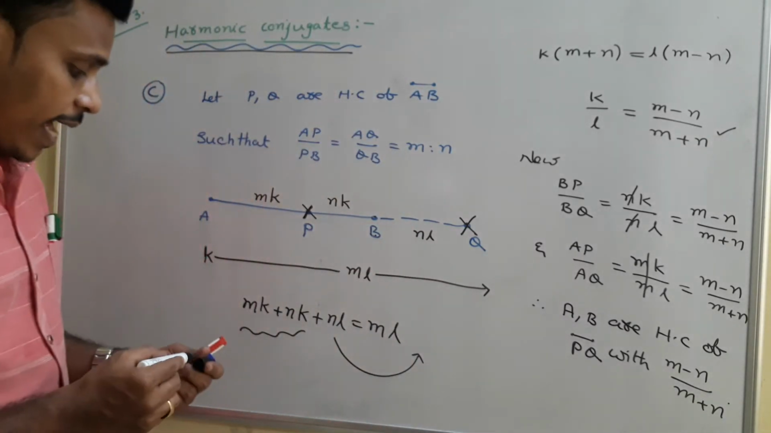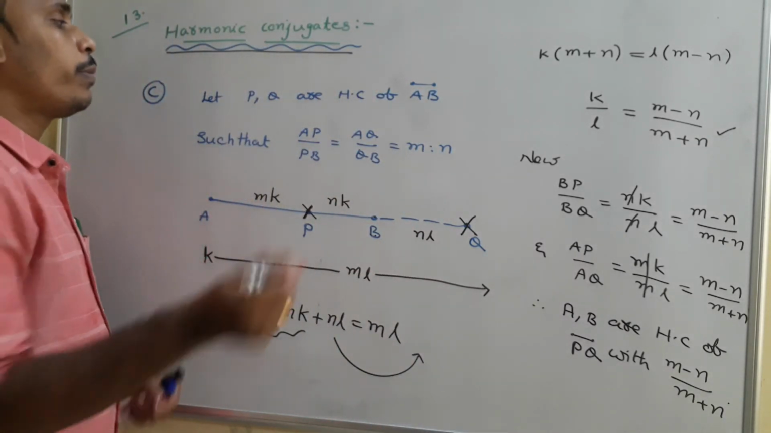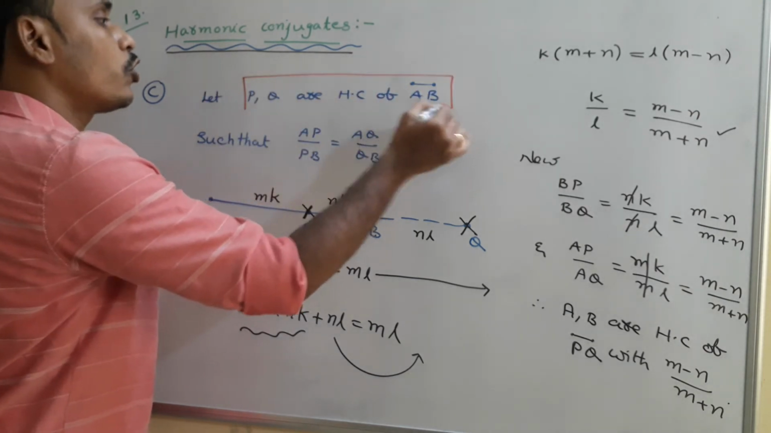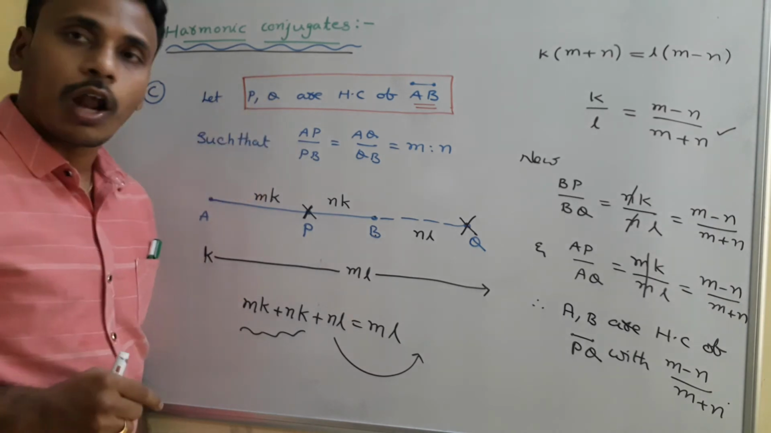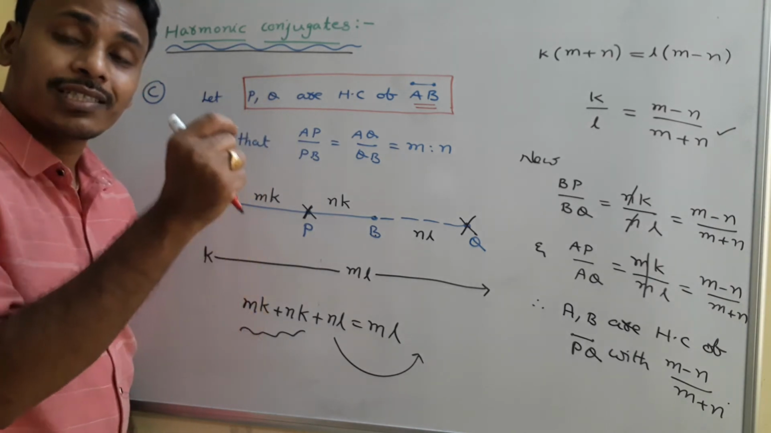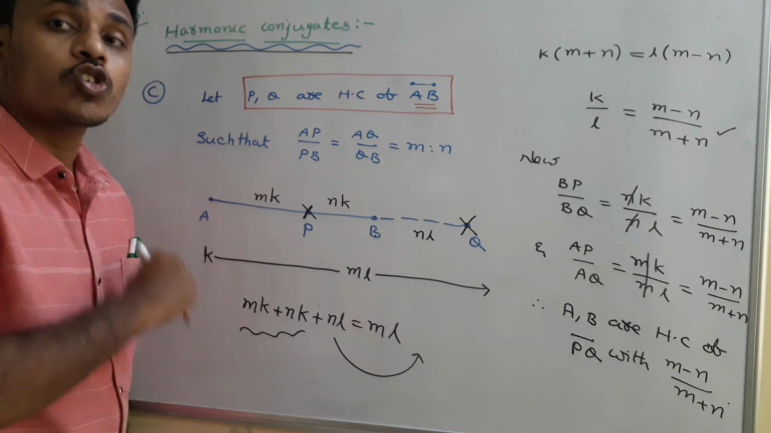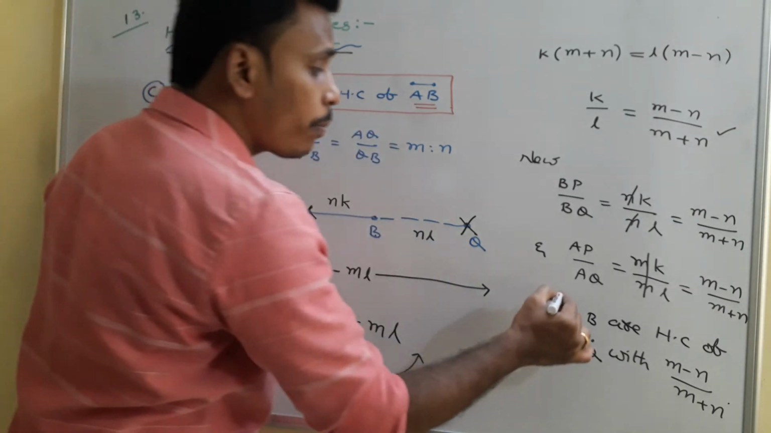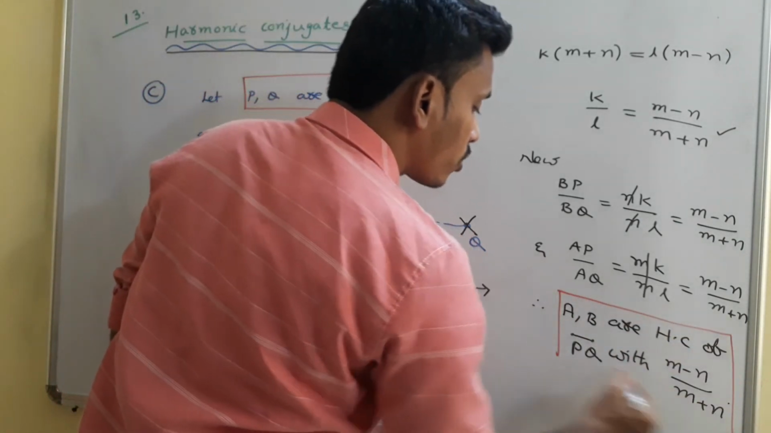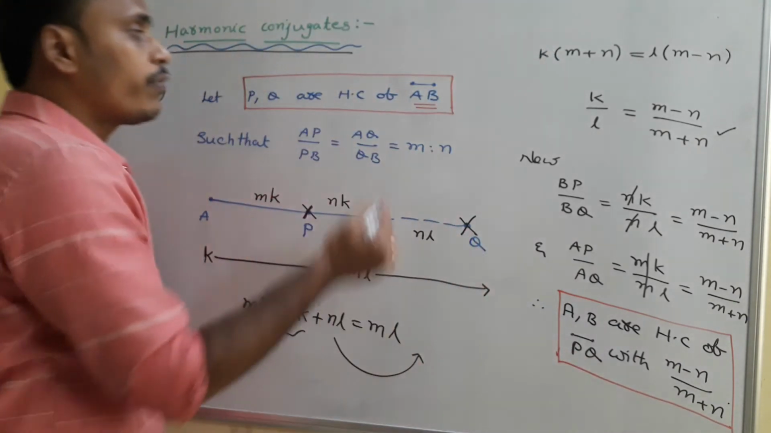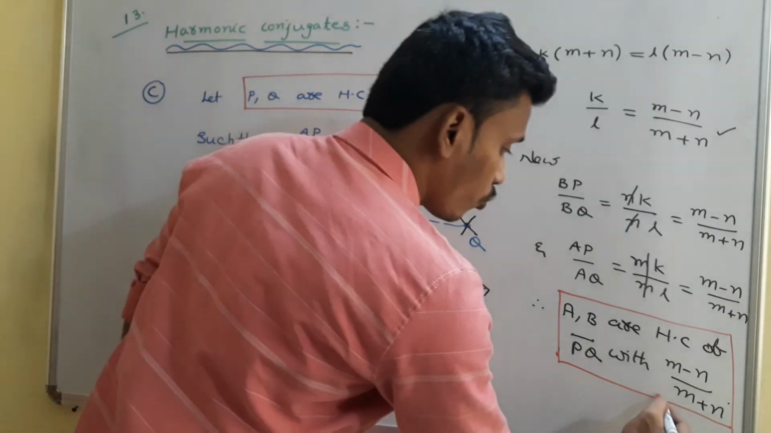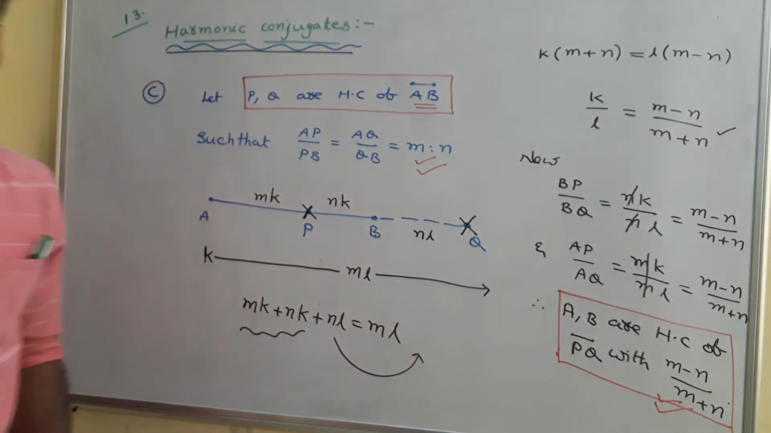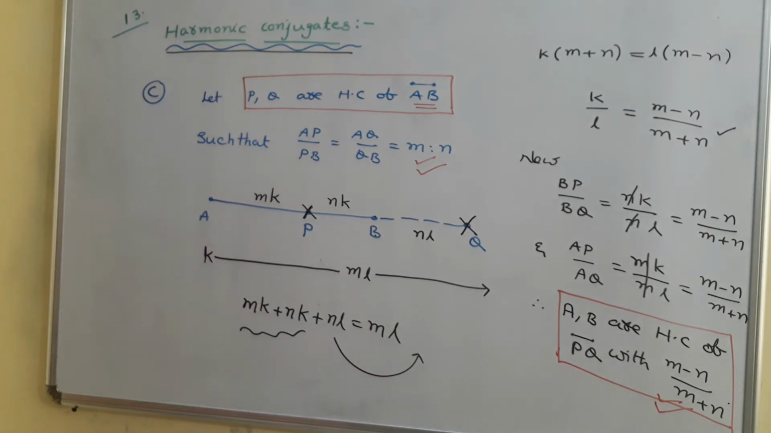Just look there. The given statement is: P, Q are harmonic conjugates of the line segment AB. For one line segment AB, P, Q are harmonic conjugates. In all such cases, we can announce that A, B are again harmonic conjugates of PQ. If the given ratio in the first situation is M by N, then the ratio in the next situation is M minus N by M plus N. Okay? Have a look. I think everything is clear.